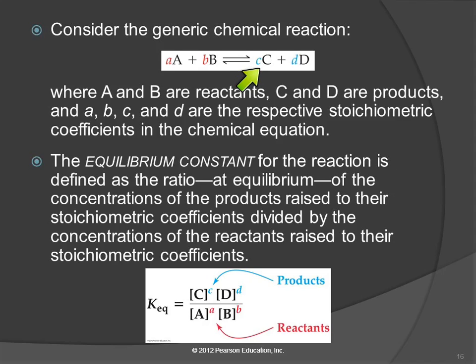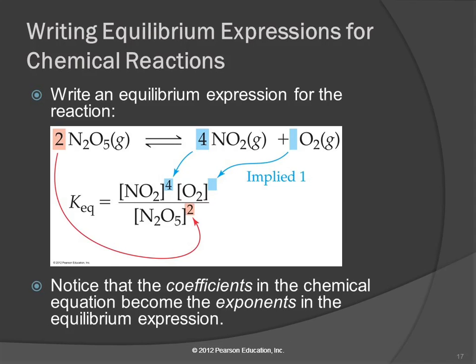So if this was a 2, then we'd have C squared. D raised to the D power. If this was a 3, then we'd take this concentration of D and cube it. And then we're going to divide it by the concentrations of the reactants, also raised to the powers of their coefficients. Sometimes talking about it in generic terms is more difficult than looking at a specific example.